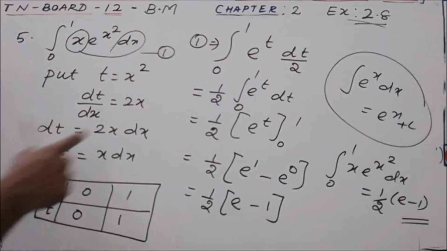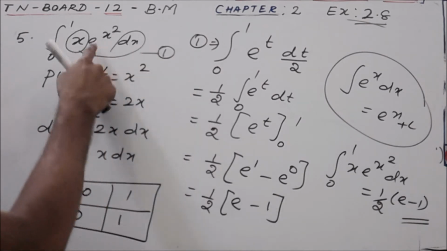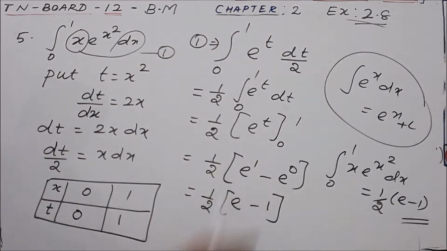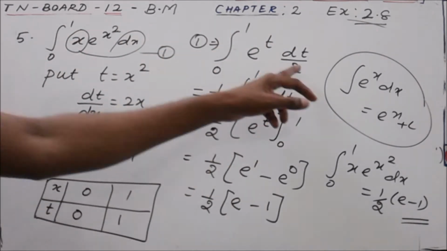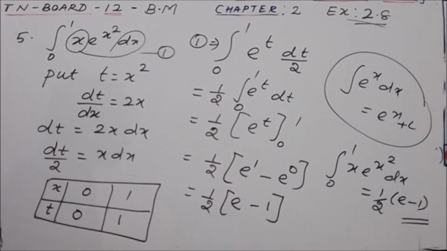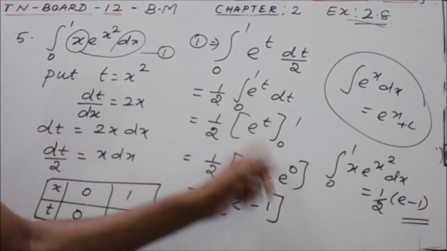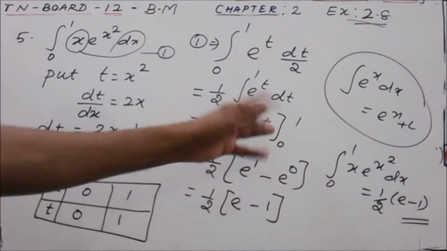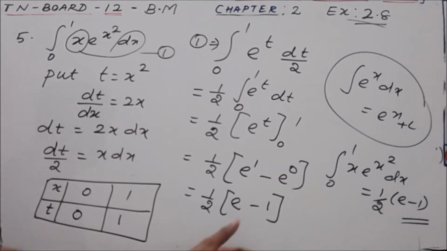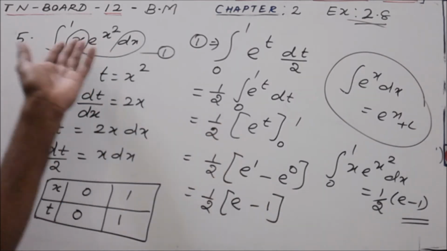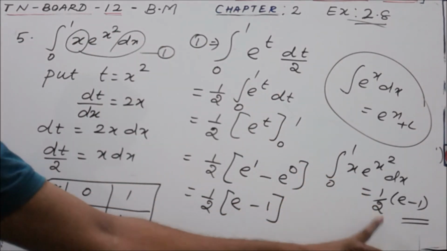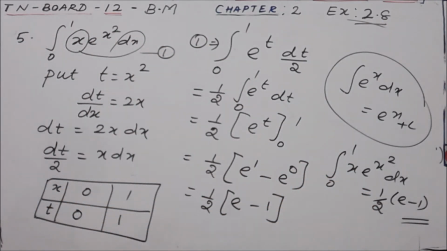Now the integral from 0 to 1 retains the same 0 to 1, and x dx is replaced by dt by 2. Now e power x square is changed to e power t. Now take 1 by 2 out, then the integral from 0 to 1 of e power t dt. Now integrating e power x dx gives e power x, so e power t from 0 to 1. Substituting the upper and lower limits, the value is half of e minus 1. So the integral of the given function is half of e minus 1.